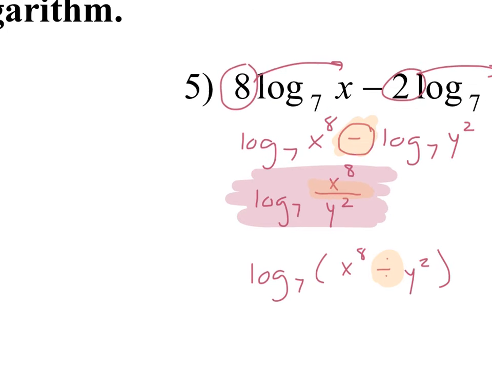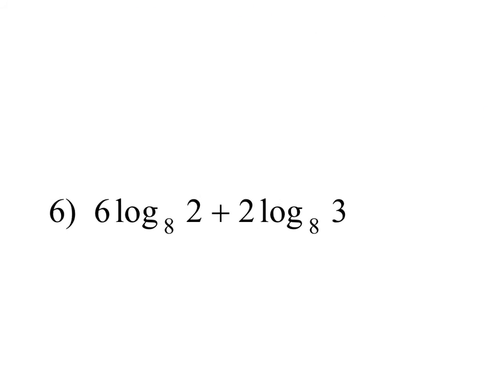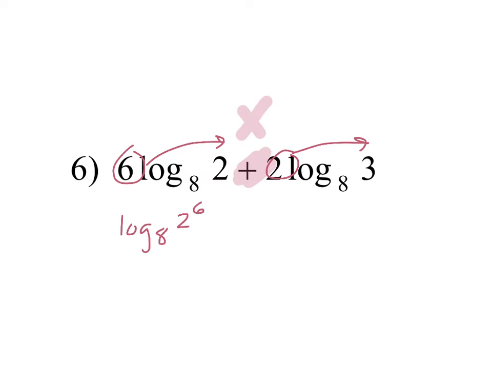Okay. So it just depends on what you're starting out with. So here, since we're starting out with subtraction, we divide. So here we're starting out with addition, so we know that we are going to end up multiplying these. So the first thing we can do is bring our powers to the top. So we have log base 8 of 2 raised to the power of 6. And then we can keep it a plus sign for now. Log base 8 of 3 to the power of 2.